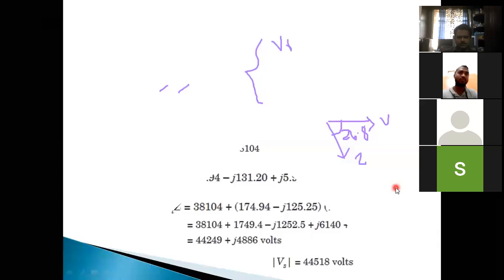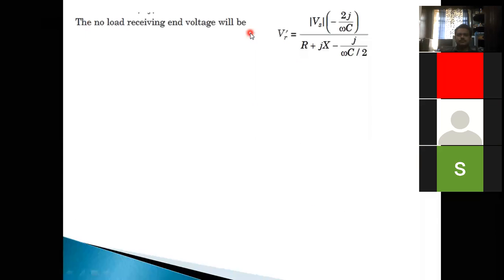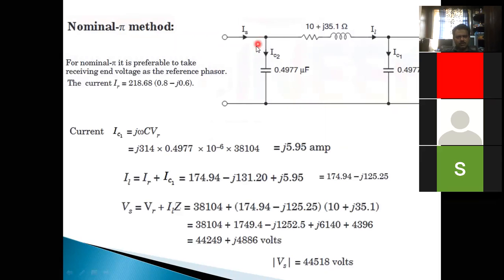The next step is finding regulation. So once we know the full load value, sending end voltage, the next step is the no load receiving end voltage, keeping the sending end as constant. Again, what I am doing is simply application of voltage division rule. Once we know this sending end voltage and this receiving end voltage is open circuited, open circuited means voltage across these points is Vs. Okay, so when we assume this is Vs, this is Vs.